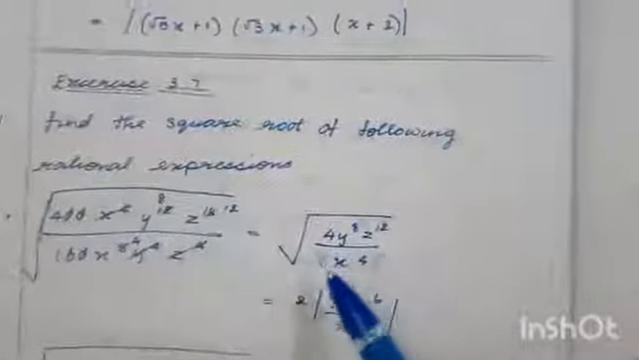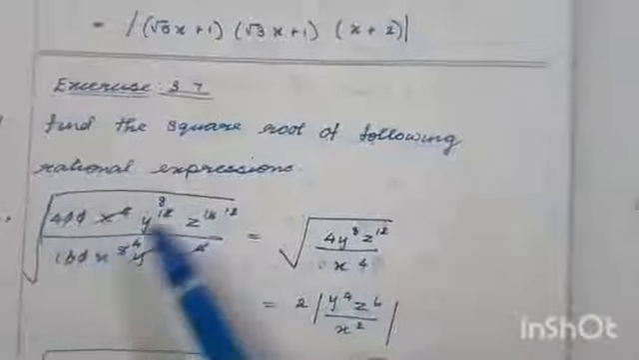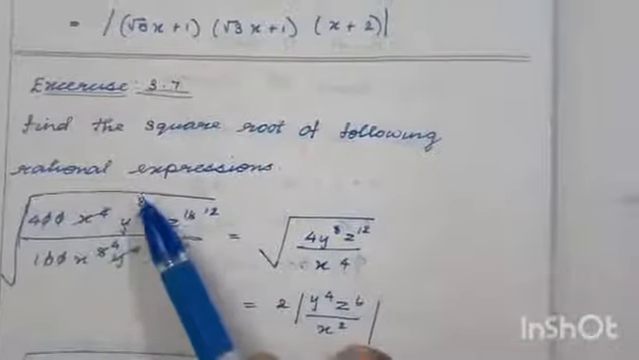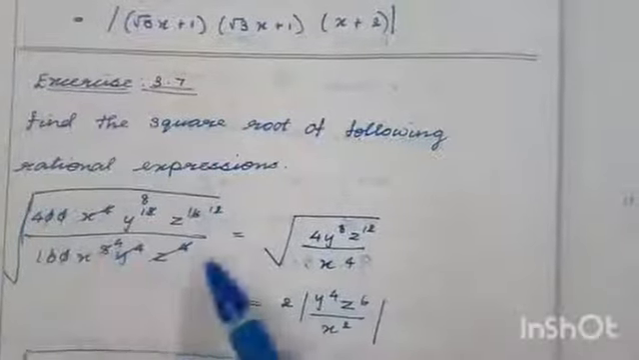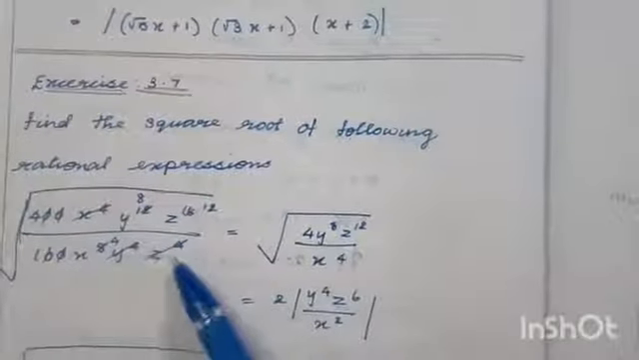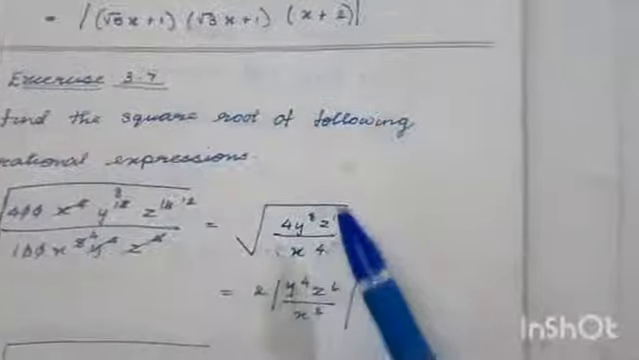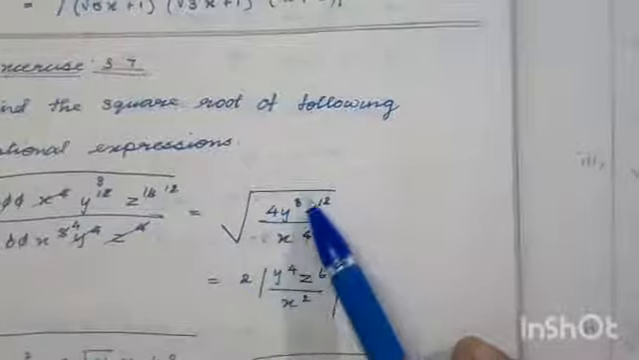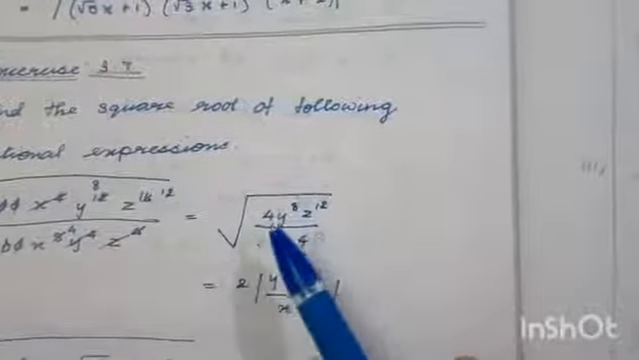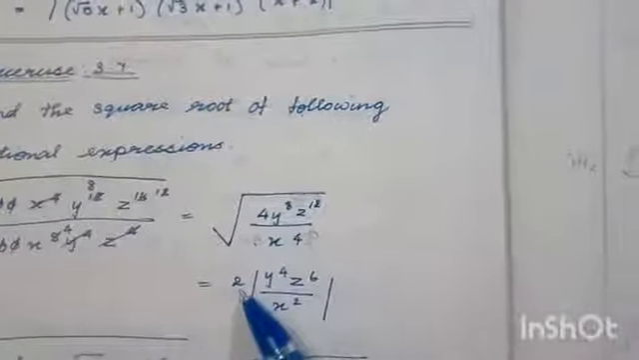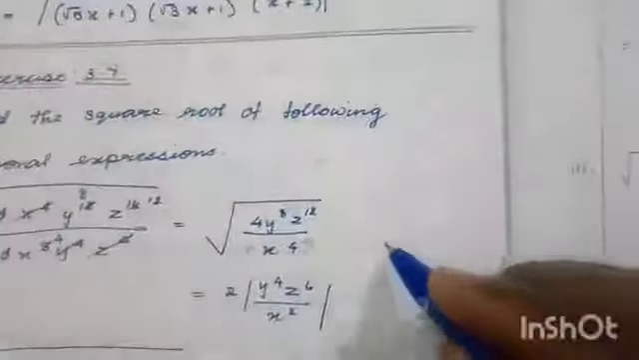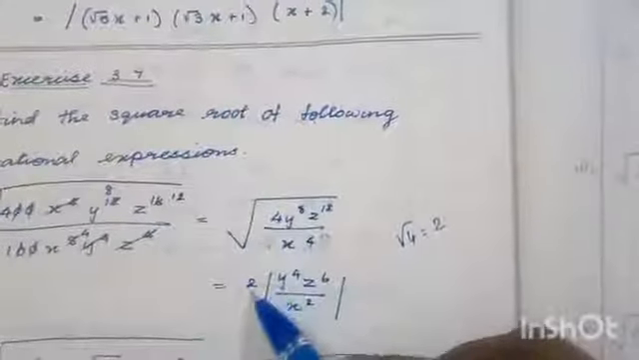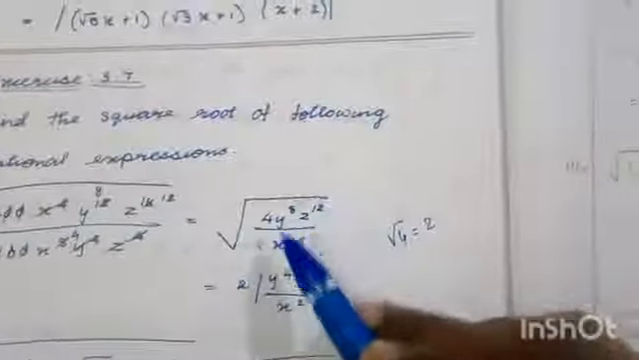So after cancelling we have square root of 4 into, x fully cancelled, so it is 1, y power 8 z power 12 by x power 4. Remaining, these two one time, so x power 4 in the denominator. Now you have to take the square root. This square root is common for the coefficient and these variables. So square root of 4 value is 2. Then we want to take the absolute value for this.